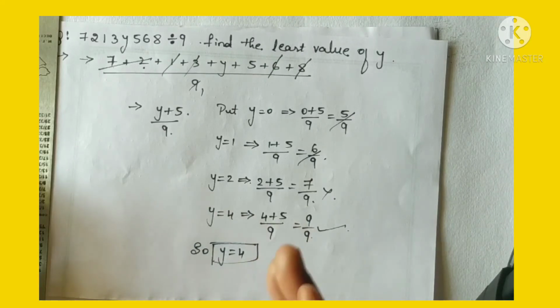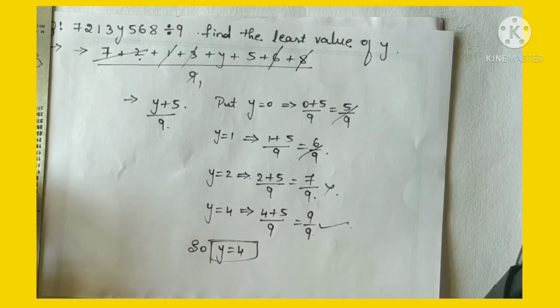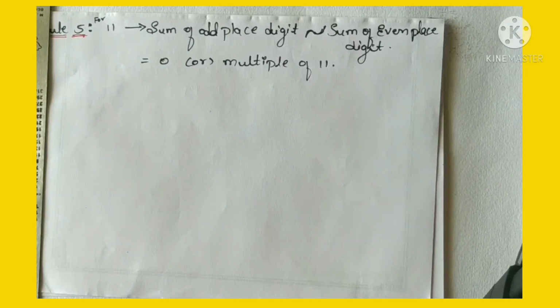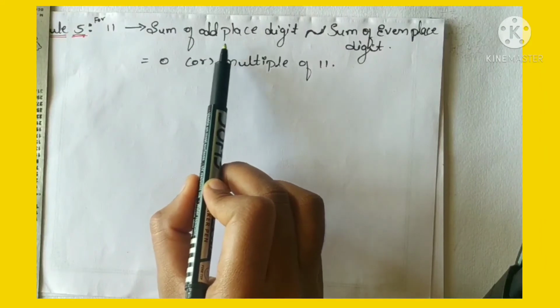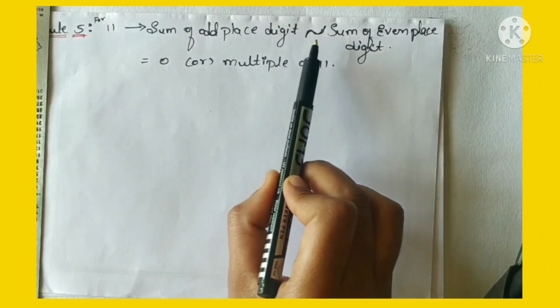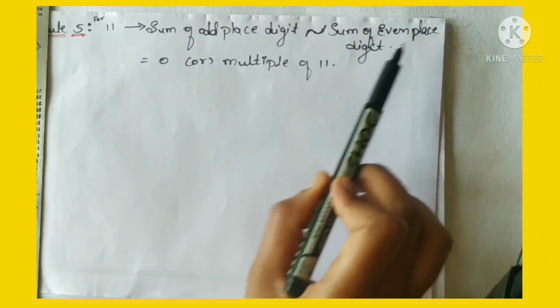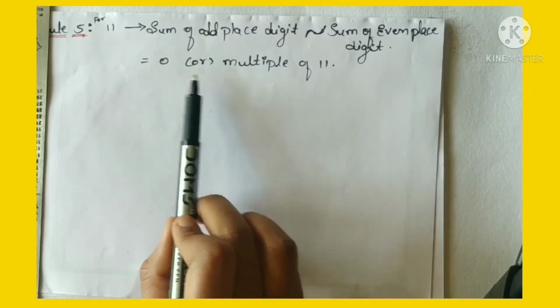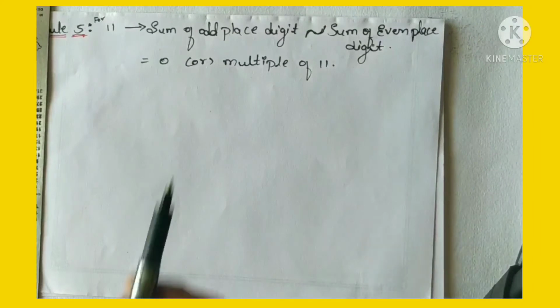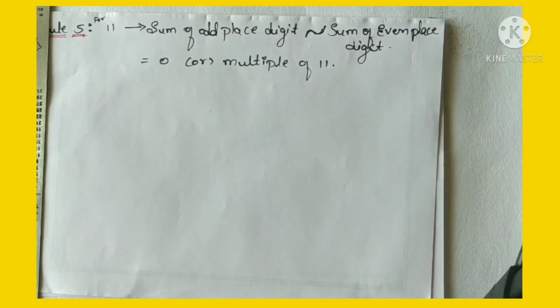This is all about the divisibility rule of 3 and 9. Next we move on to another rule. Rule number 5: for 11, the sum of odd place digits minus the sum of even place digits, its result must be 0 or a multiple of 11. I will explain this with the help of an example.